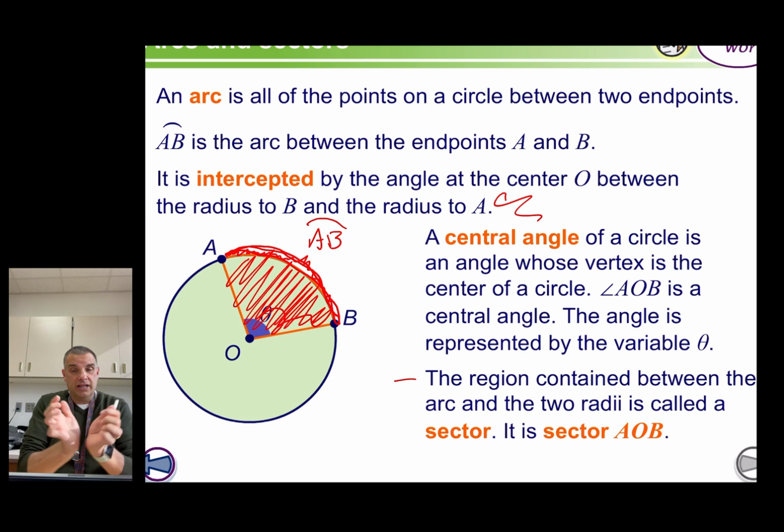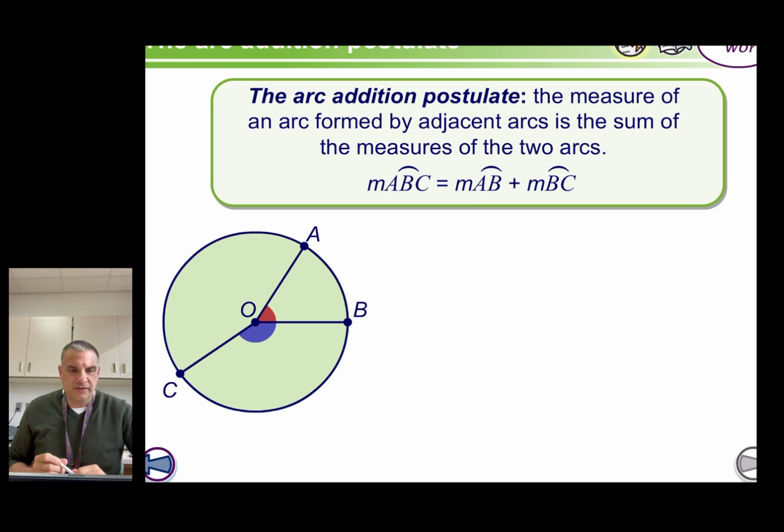Okay, so we've got a central angle, a sector, an arc, all of those different types of things. Now we have what's called the arc addition postulate. The arc addition postulate says this: the measure of an arc formed by adjacent arcs is the sum of the measures of the two arcs.